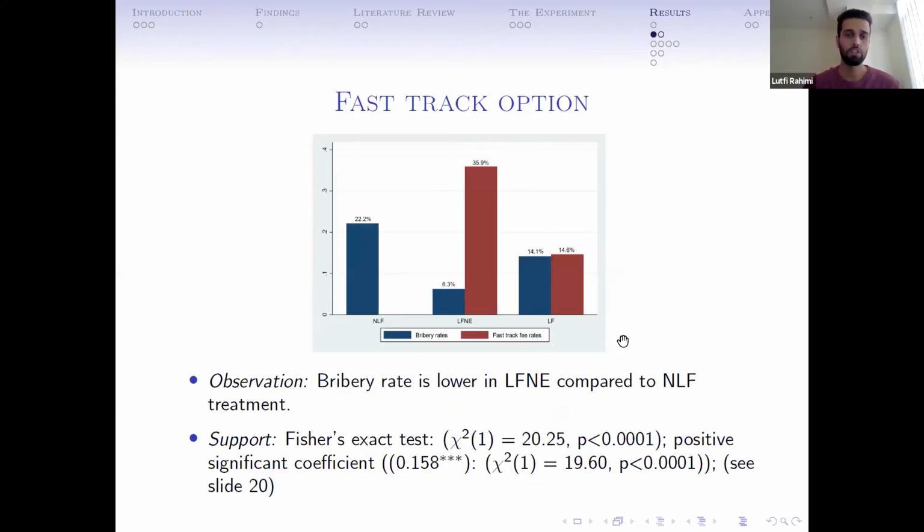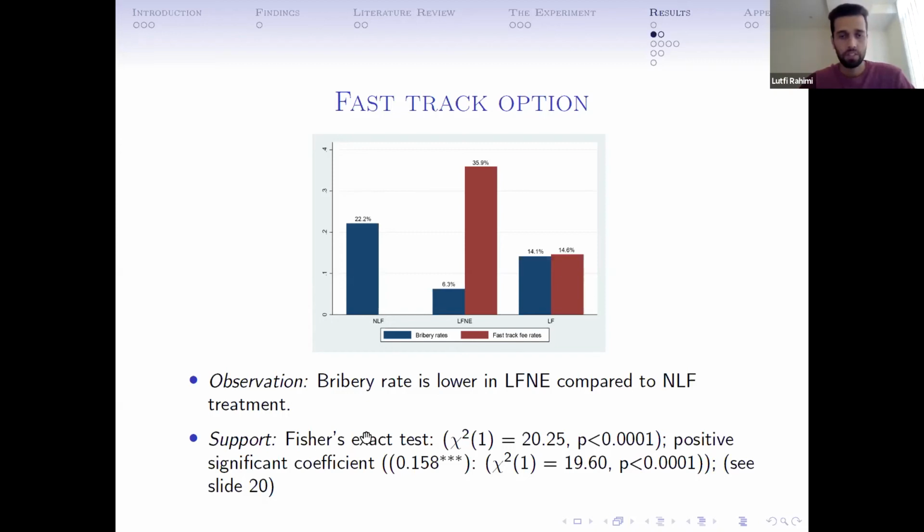Then here is our first observation. Now we are looking at bribery, so that's the blue bars. The first observation is that bribery is lower in the LFNE treatment. That is the one where there is a negative externality and there is a legal fee available. So there is a fast track of legal fee available and the negative externality exists. In the first treatment, there is no legal fee available, so they can only choose default or bribe. Now, we can see that bribery drops from 22% to 6%.